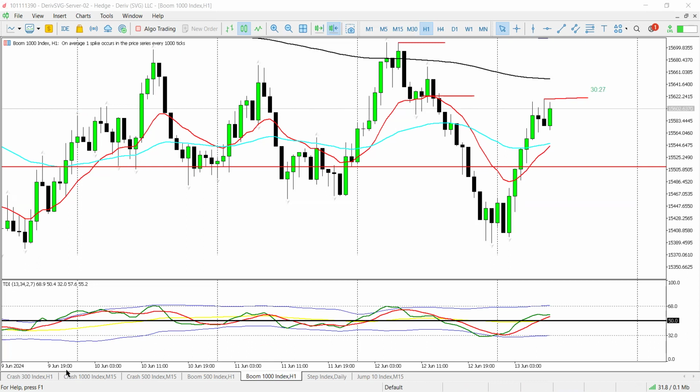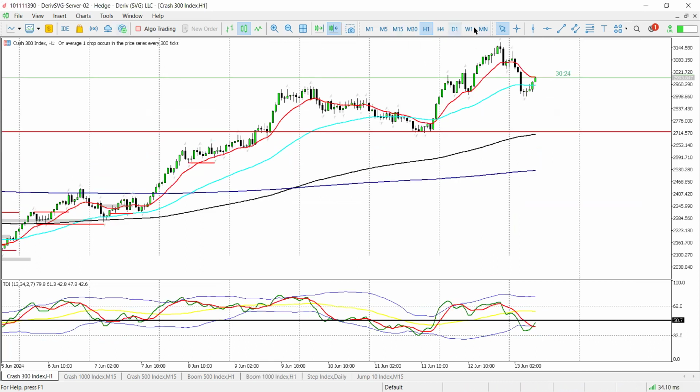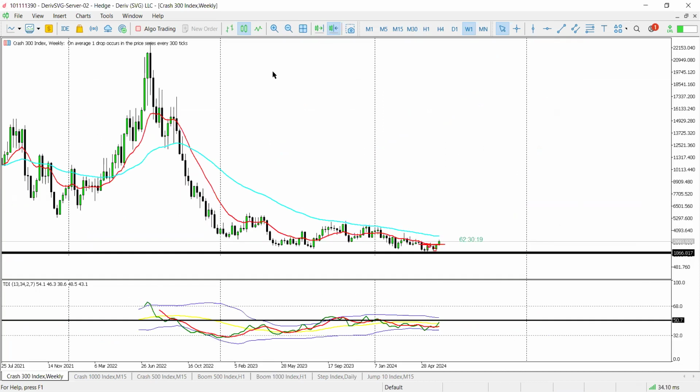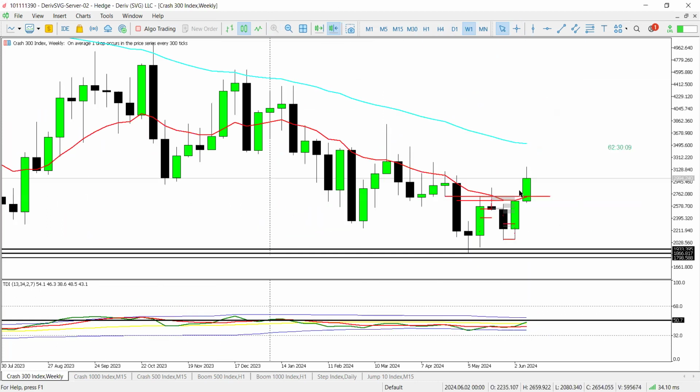So jumping to synthetics, let's see what we have. We're going to start off with C3. I'm just going to make it quick, using the weekly and daily for bias, H1 for confirmation, and 15 for pattern. Zooming in on the weekly, we notice that the price has got an upward motion. This looks like it's a W pattern.